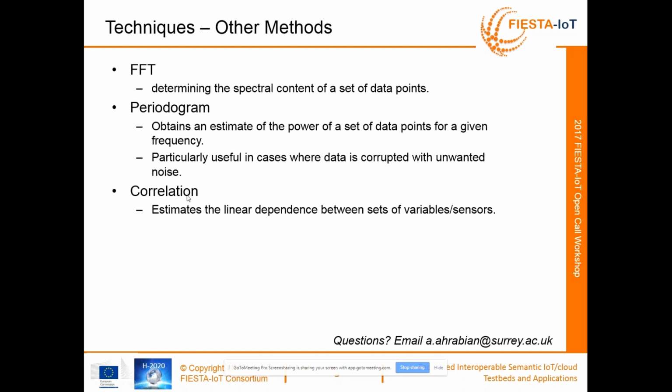And again, correlation helps us find dependencies between sensors. So if there's a strong relationship between two types of sensors, correlation can give us a useful measure for that.